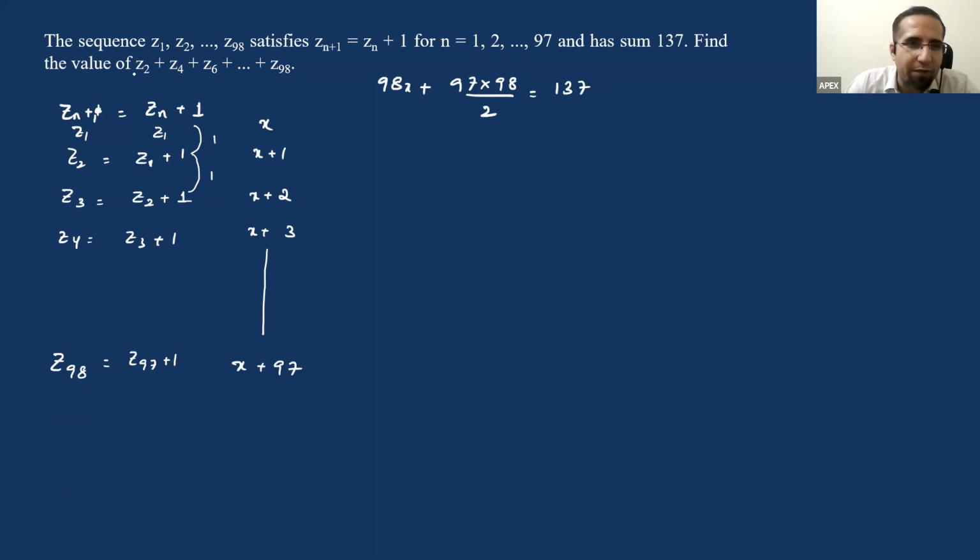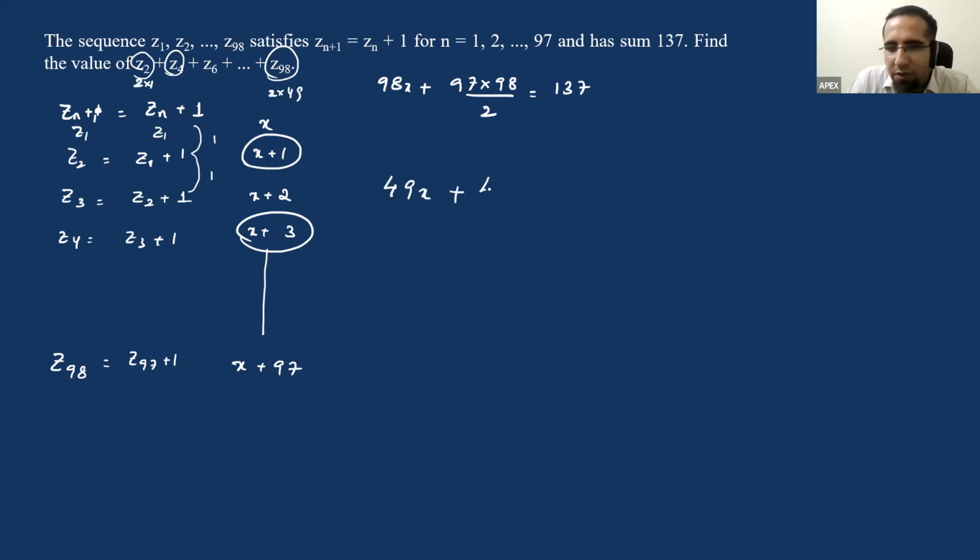Now the question is asking you to find the value of Z2, Z4 and so on till Z98. What is Z2? x plus 1. What is Z4? x plus 3. And so on till Z98. So how many even numbers are we writing? 2 into 1 up to 2 into 49. So I want the value of 49x plus the sum of the first 49 odd numbers, that is equal to 49 square.